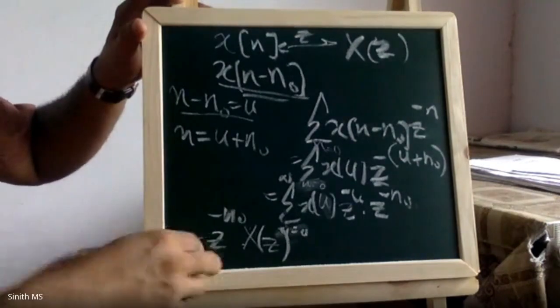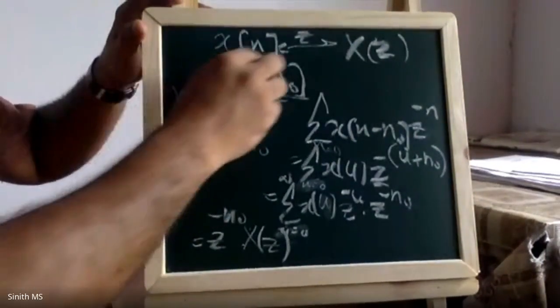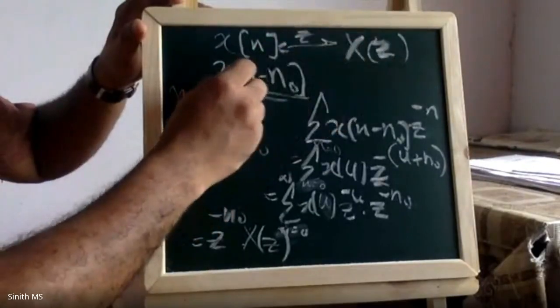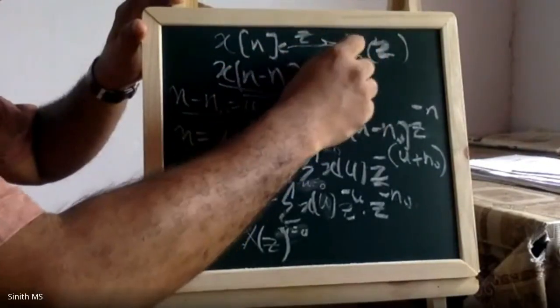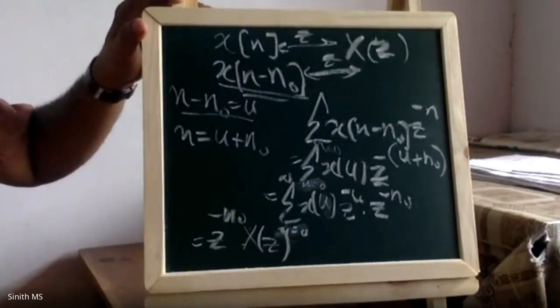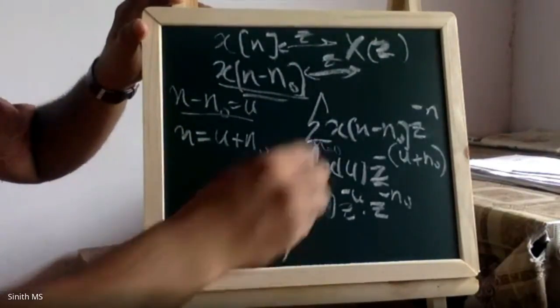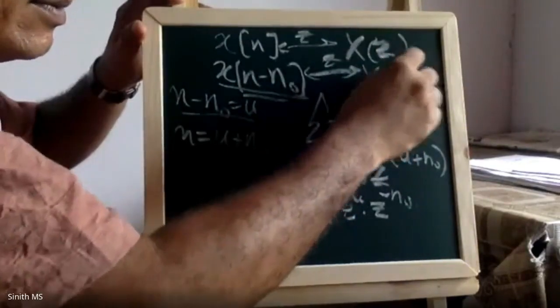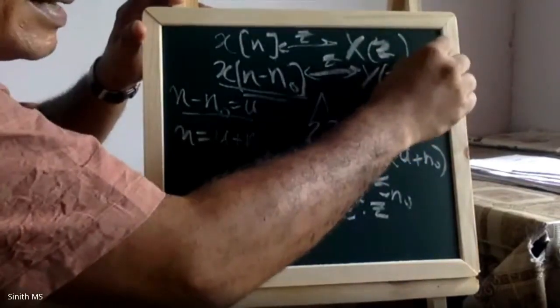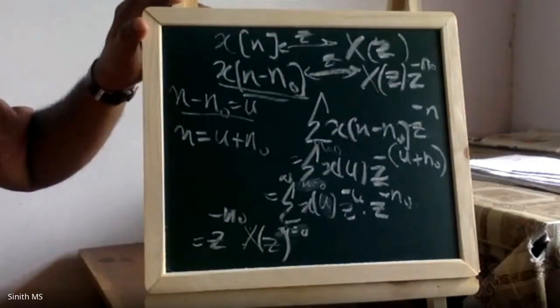So what do you understand from this? x[n] has a Z transform X(z), that means x[n minus n0] has a Z transform z raised to minus n0 X(z), or X(z) into z raised to minus n0. Is it clear to all of you? You can just type yes or no. Okay. Thank you.